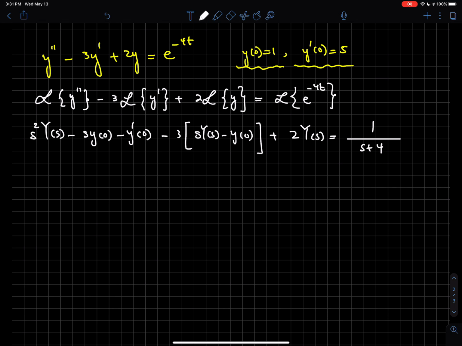Now let's replace y of 0 with 1 and y prime of 0 with 5. So I have s squared Y of s minus s times y of 0, which is 1, minus y prime of 0, which is 5, minus 3s Y of s plus 3 y of 0, which is 1, plus 2 Y of s equals 1 over s plus 4.